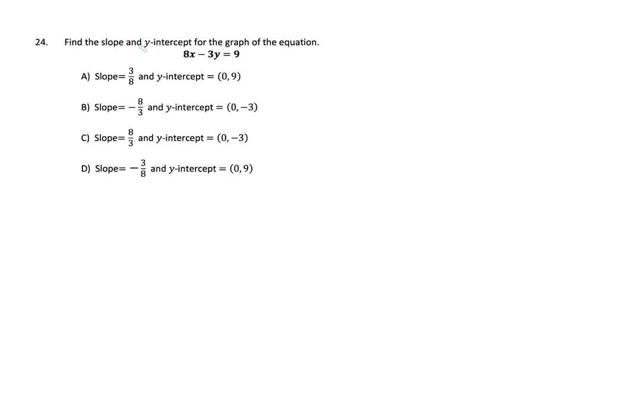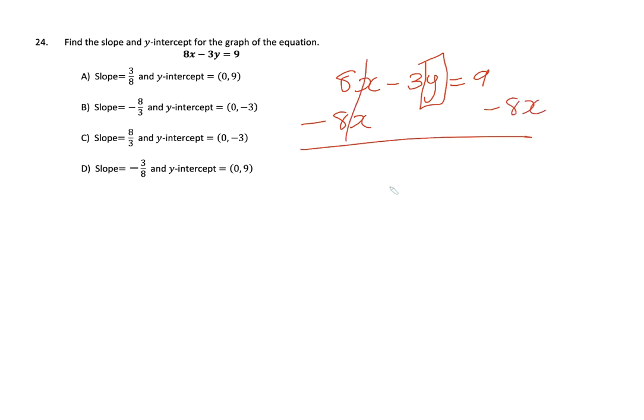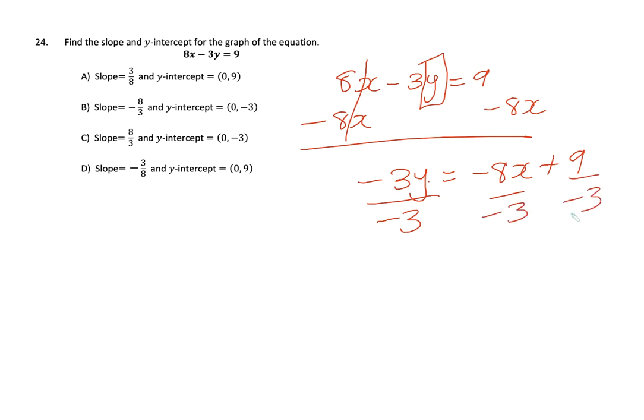24, I have to find the slope and y-intercept. So we did this before when we were trying to graph. So again, we're going to write this in terms of y. So I'm solving for y. So I'm going to subtract 8x on both sides. -3y equals -8x plus 9. Solving for y, I'm going to divide each term by -3.